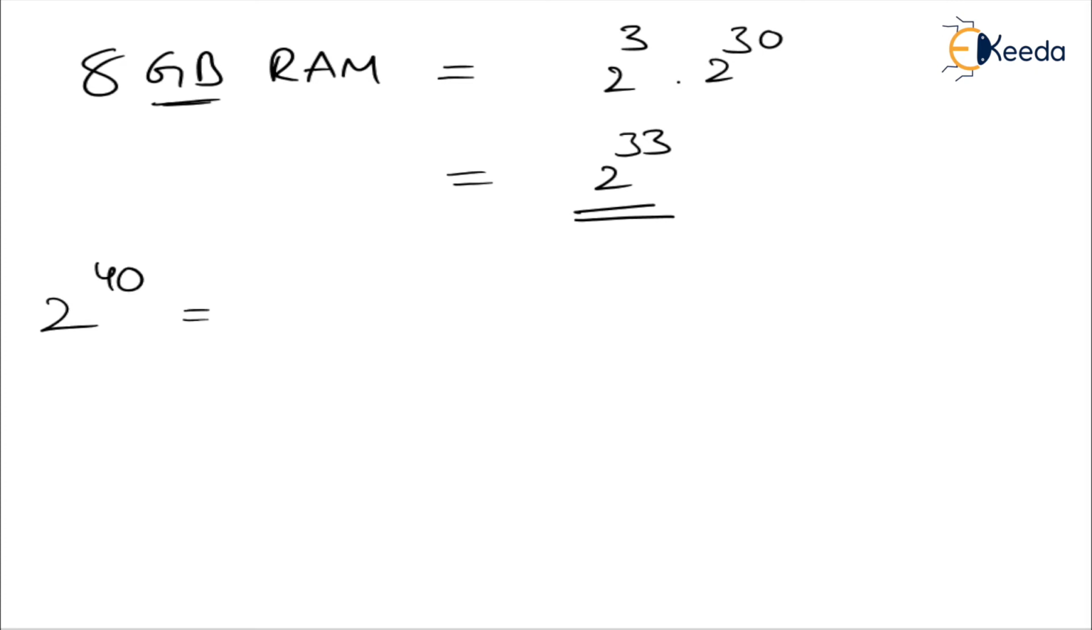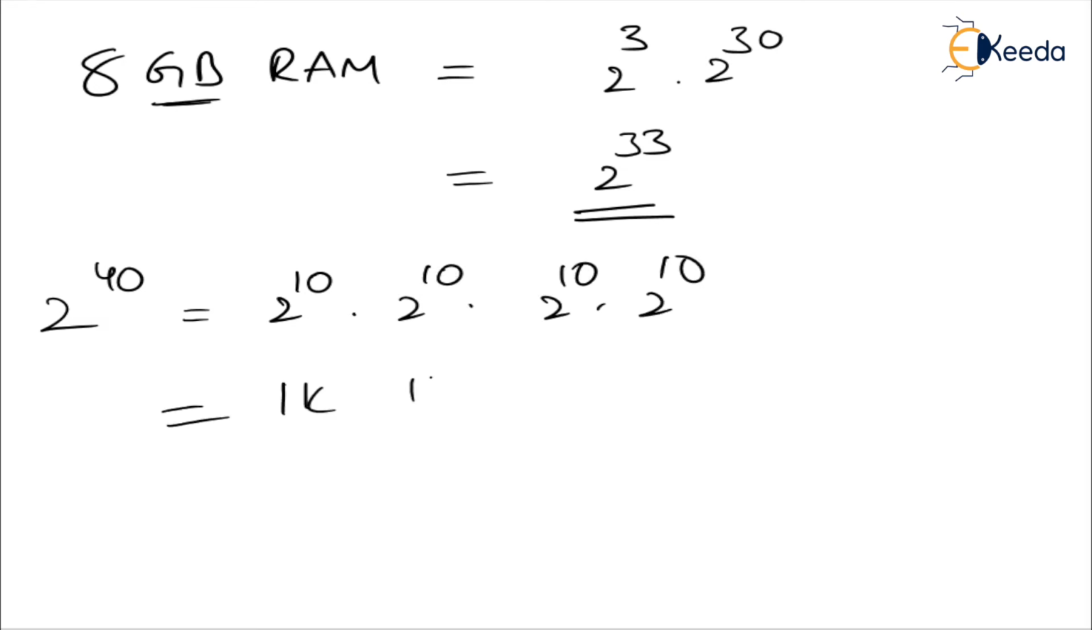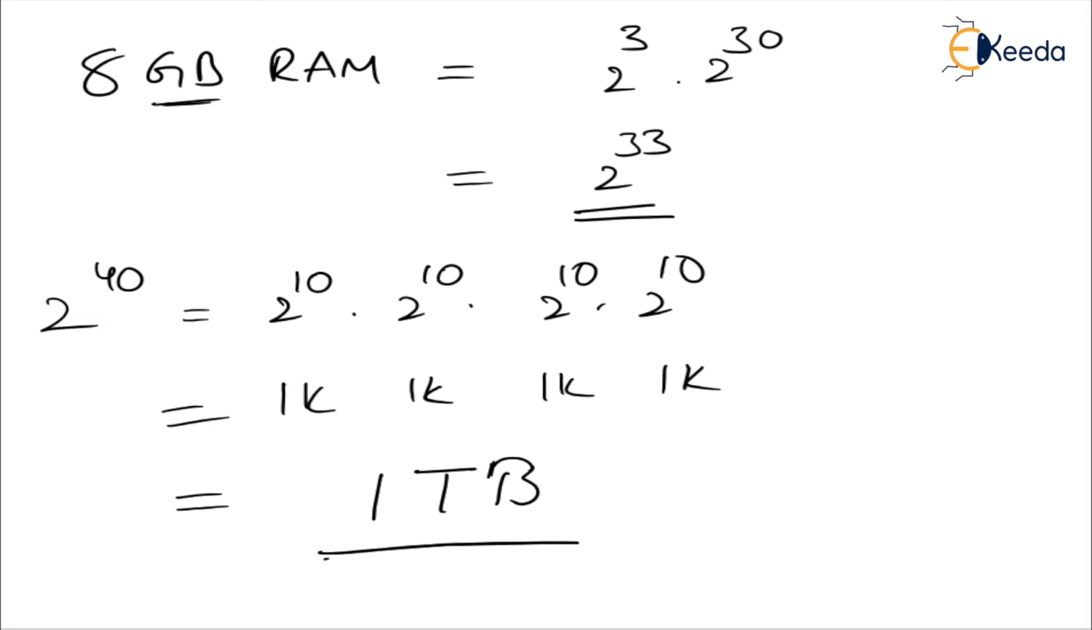Now, you tell me, what is 2 power 40? 2 power 10, 2 power 10, 2 power 10, 2 power 10. That equals 1k, 1k, 1k, 1k, which is 1 TB, terabyte. Right? If we have a hard disk of size 1 TB, that means 2 power 40. Dear students, please try to understand. This is very, very important.